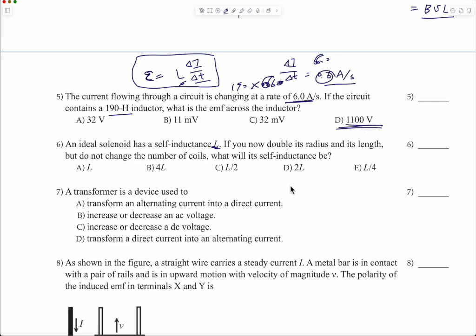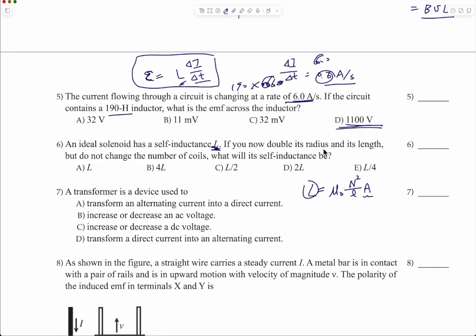Okay. Number 6. An ideal solenoid has this inductance. If you now double its radius and its length, but do not change the number of coils, what will its self-inductance be? Inductance equals mu naught N squared L A, so everything's here. Inductance is proportional to area, right? So you see how many things you change.